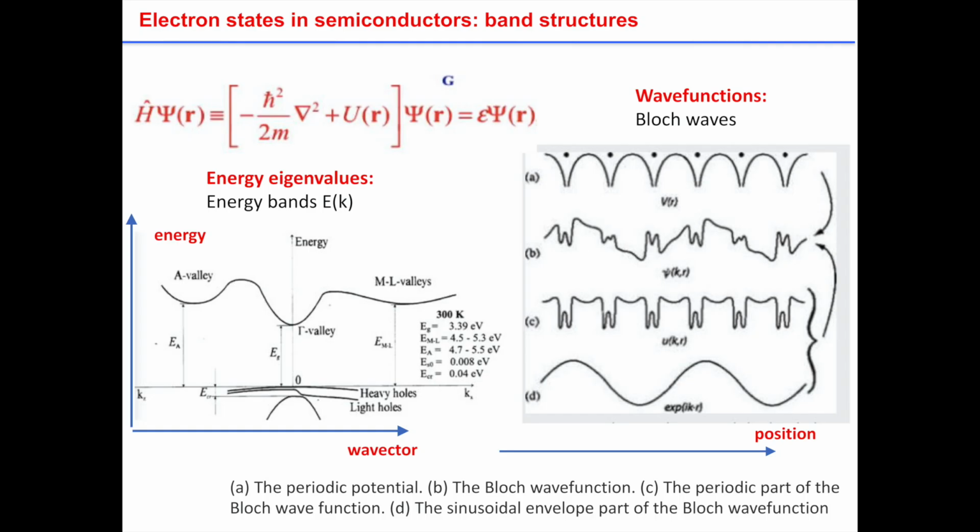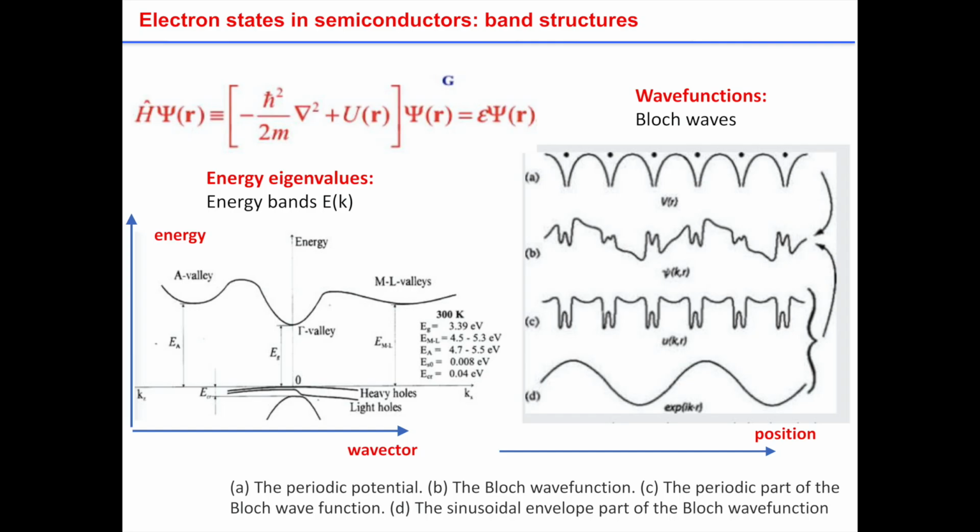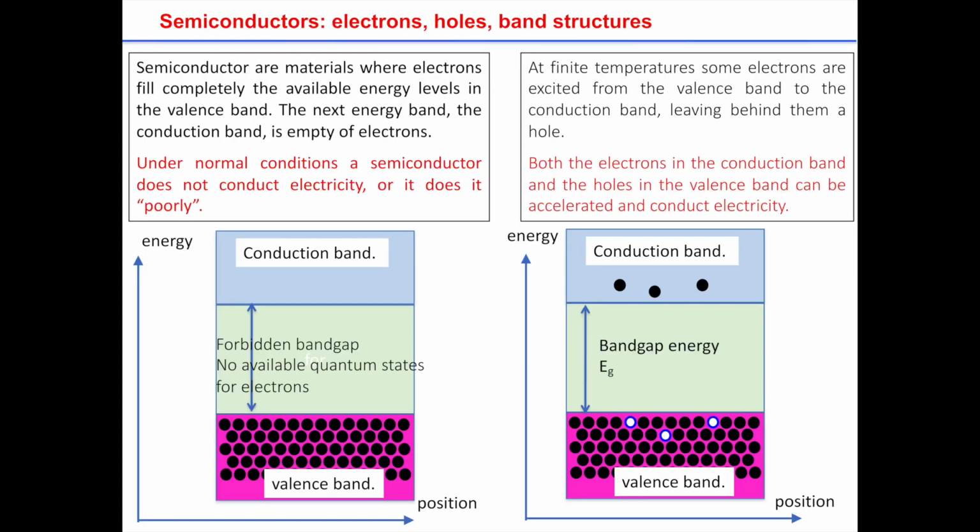You have states below the gap which are occupied by electrons. So you have electron states here. You could have electron states above the forbidden gap. This is what we call the conduction band. But those states are not occupied at zero degree temperature. Normally, all the states in one band are occupied, and the states above that are not occupied, and this is a forbidden gap. And in principle, such a system is insulating.